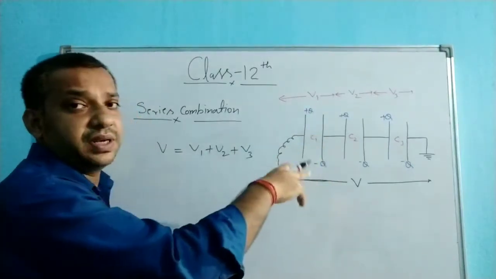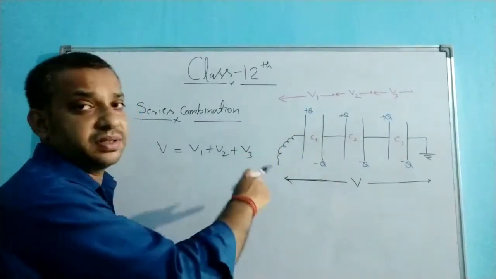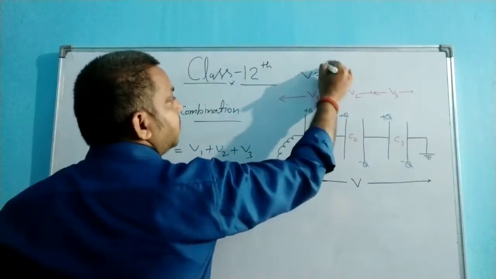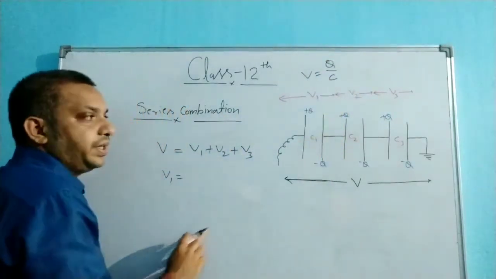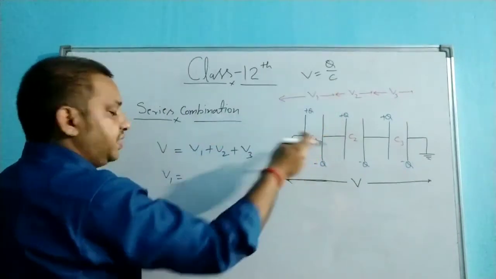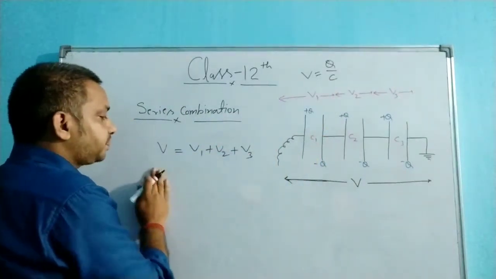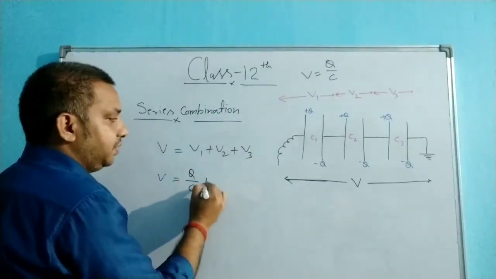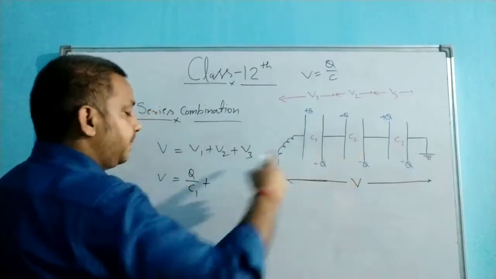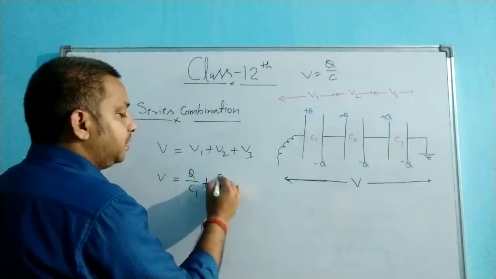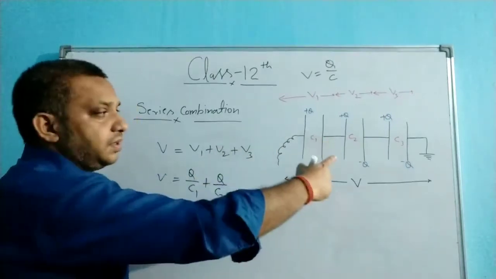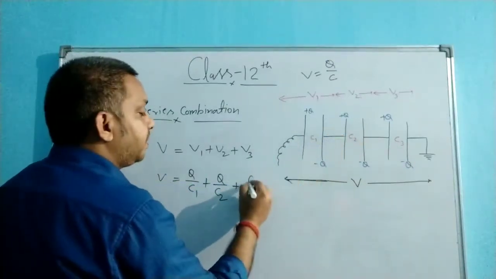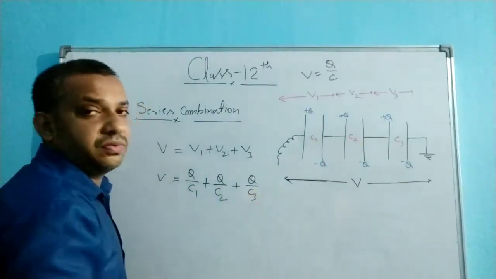And what is V1? V1 is the potential across the first capacitor C1. We have the formula V is equal to Q by C. Here the charge is Q and the capacitance is C1, so V1 is equal to Q upon C1. Similarly, for C2 you can write V2 is equal to Q upon C2, because the charge is the same, and similarly for C3, Q upon C3 is V3.